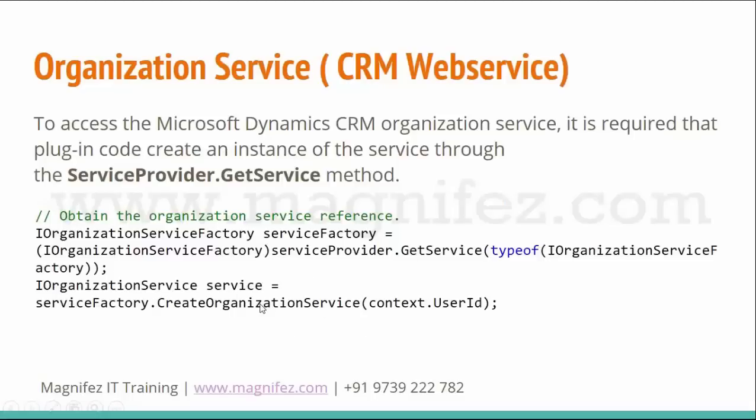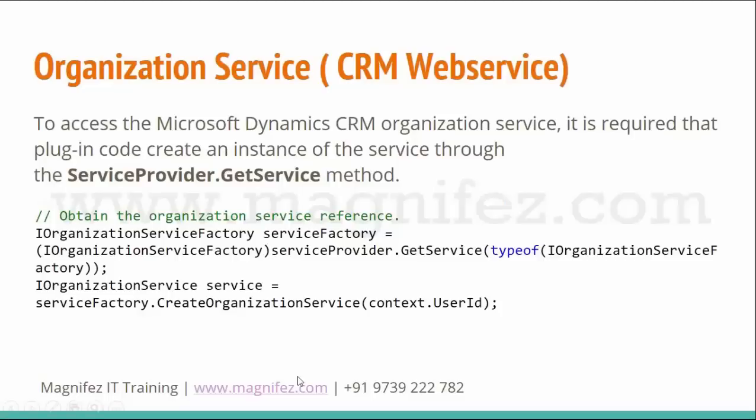We need to explain a little bit of theory over here. In Dynamics CRM, whatever operation you do, even when you are creating an account or updating a contact record, everything that we access in the database is accessed from CRM through a web service. That is known as the CRM web service. There are three types of web services, and the major one is the organization web service.